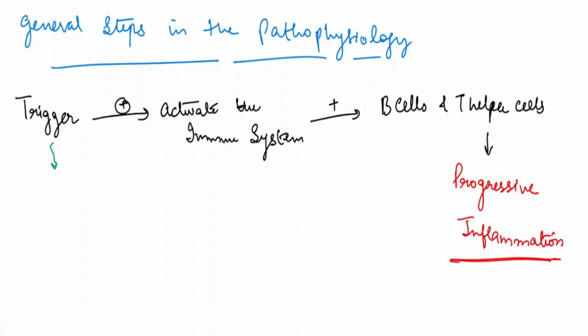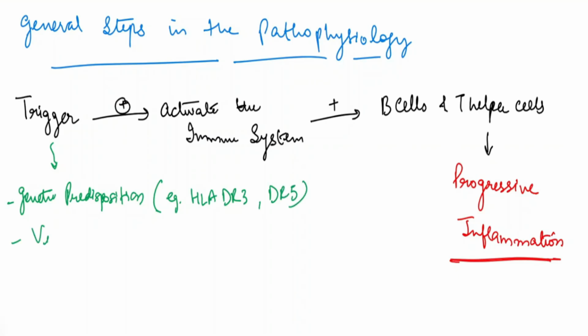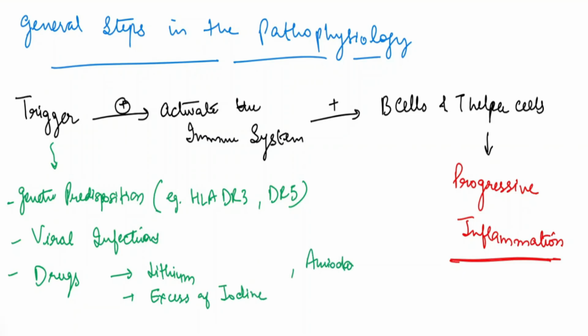And what would be the triggers? It could be anything. For example, genetic predisposition, for example, HLA-DR3 and DR5 association, viral infections, drugs, for example, lithium, iodine excess, interferons, amiodarone, checkpoint inhibitors, chronic hepatitis C infections, and many more. These are a few triggers that activate the immune system and cause the progressive inflammation of the thyroid gland.